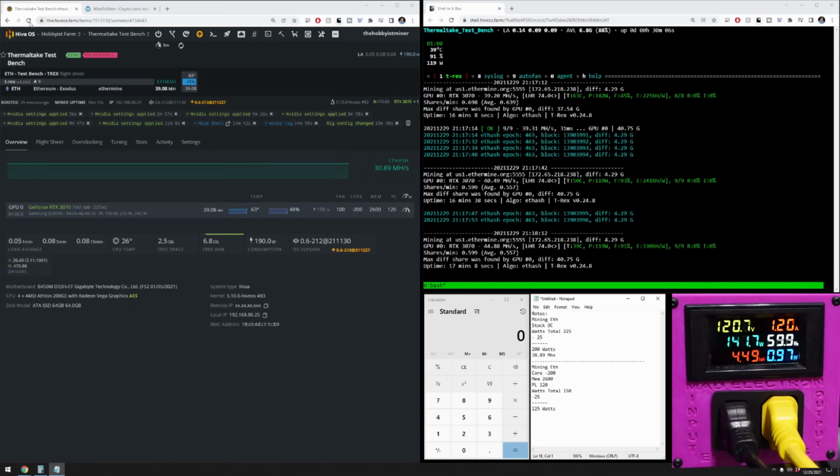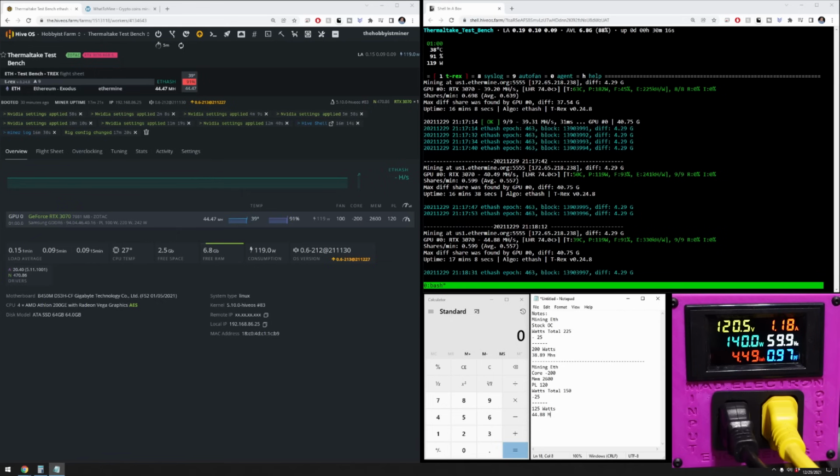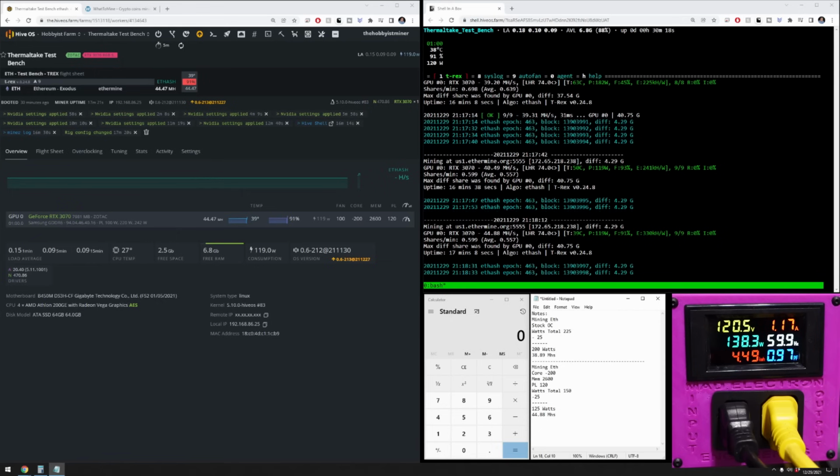And our hash rate, let's go ahead and give a refresh here. It looks like we're at 44.8 is where I'm seeing. We're at 40 right there. So let's go ahead and record this here. 44.88 megahash, which looks really, really good.